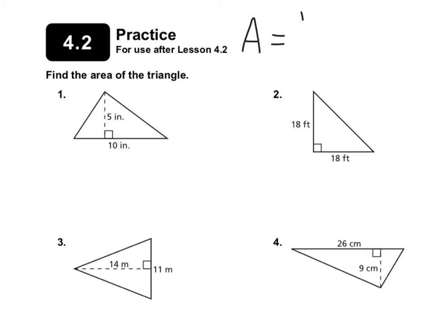We learned in class that the formula for the area of a triangle is equal to whatever the base is times whatever the height is, and then you take that and divide it by 2. So let's do an example.